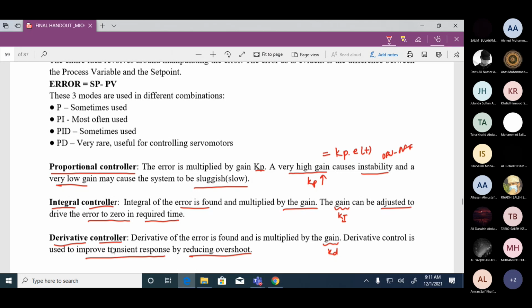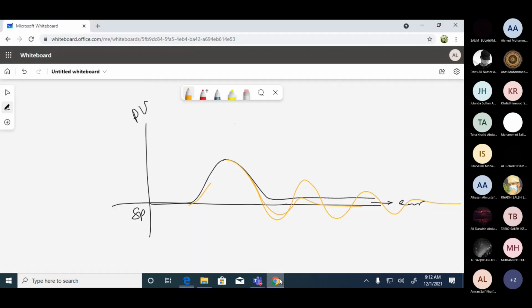Okay. So the derivative action is used to improve the transient response. Transient means it is changing. So it will make the process variable come back to the set point fast. Okay. And it also reduces the overshoot. Now this reducing the overshoot means what?